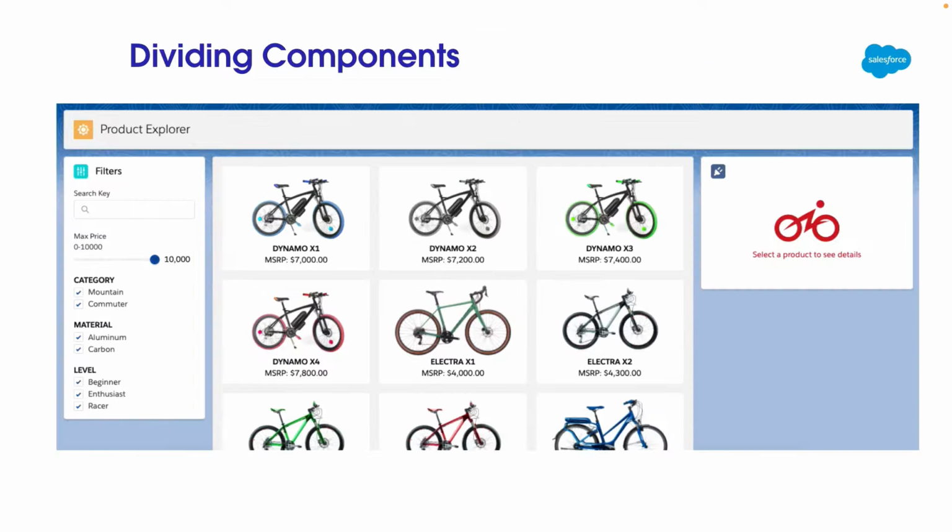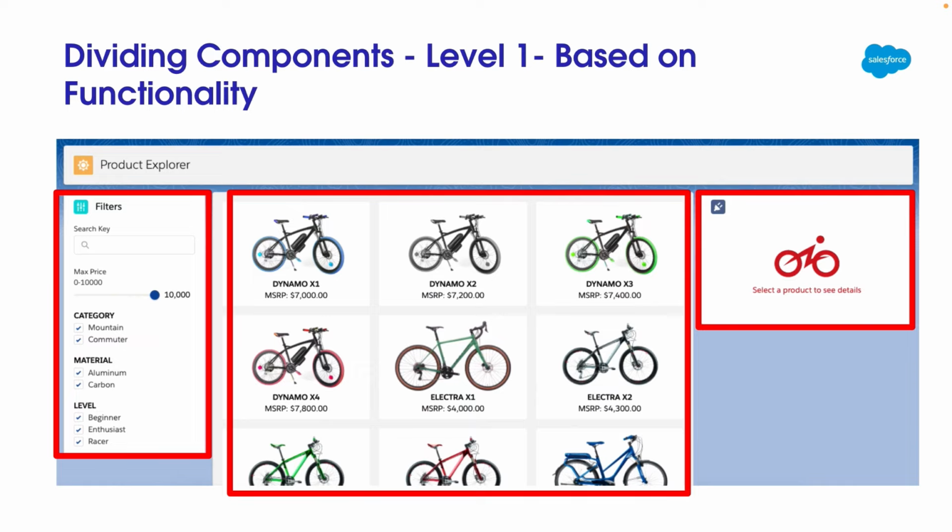So the first level of how you would want to compose your components and build reusable components is based on functionality. You can see that we have these filters, and these filters can be reusable. Functionally they can be reusable, so we can treat this as its own component.